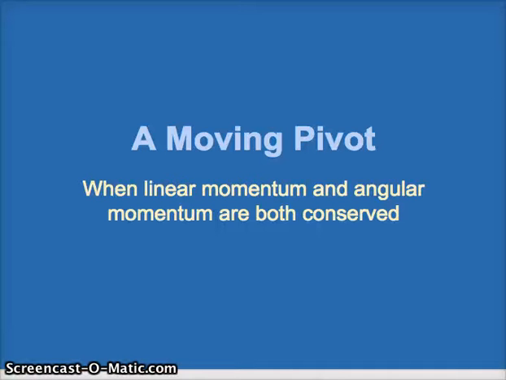So we've looked at situations where an object is moving along a line and maybe interacts with another object. And in those cases, linear momentum has been conserved. And then if we have situations where a system can pivot about a point and there's a collision, then we can say angular momentum is conserved.